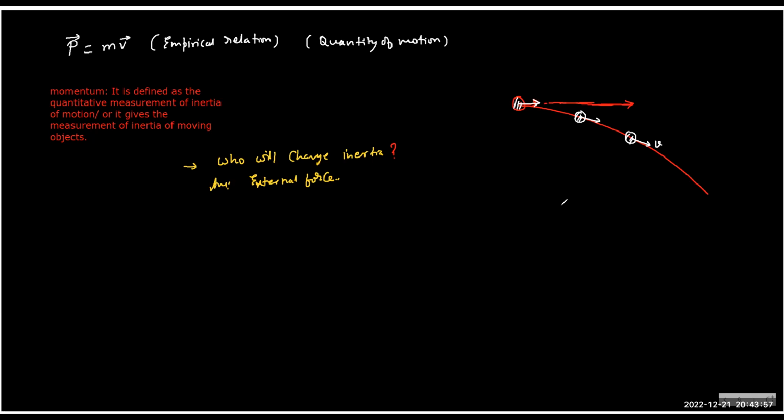How do we measure the inertia of motion? Tell me, guys. Momentum. In terms of momentum, isn't it? So if the projectile which you have thrown is moving in the given path, can we say momentum is changing all the time? Yes or no? Tell me.